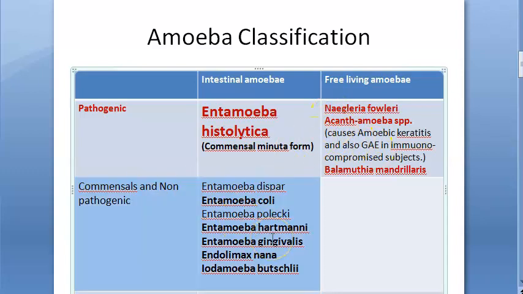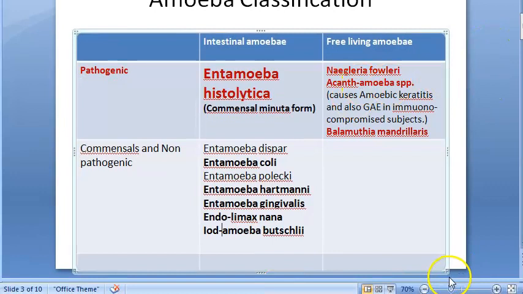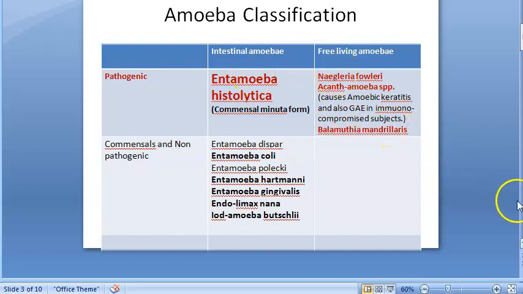Now coming to the commensals which are not pathogenic, these are good people. You should know Entamoeba coli. They will write it as E. coli, don't get confused, it's Entamoeba coli. It's not the bacteria E. coli. Then you have Entamoeba hartmanni, Entamoeba gingivalis. Gingivalis obviously is not in the intestine, right? It will be somewhere in the mouth. Endolimax nana and Iodamoeba butschlii. Okay, so many names and so many Entamoebas, but we are focusing only on Entamoeba histolytica mainly. Everything else you can just know for now.